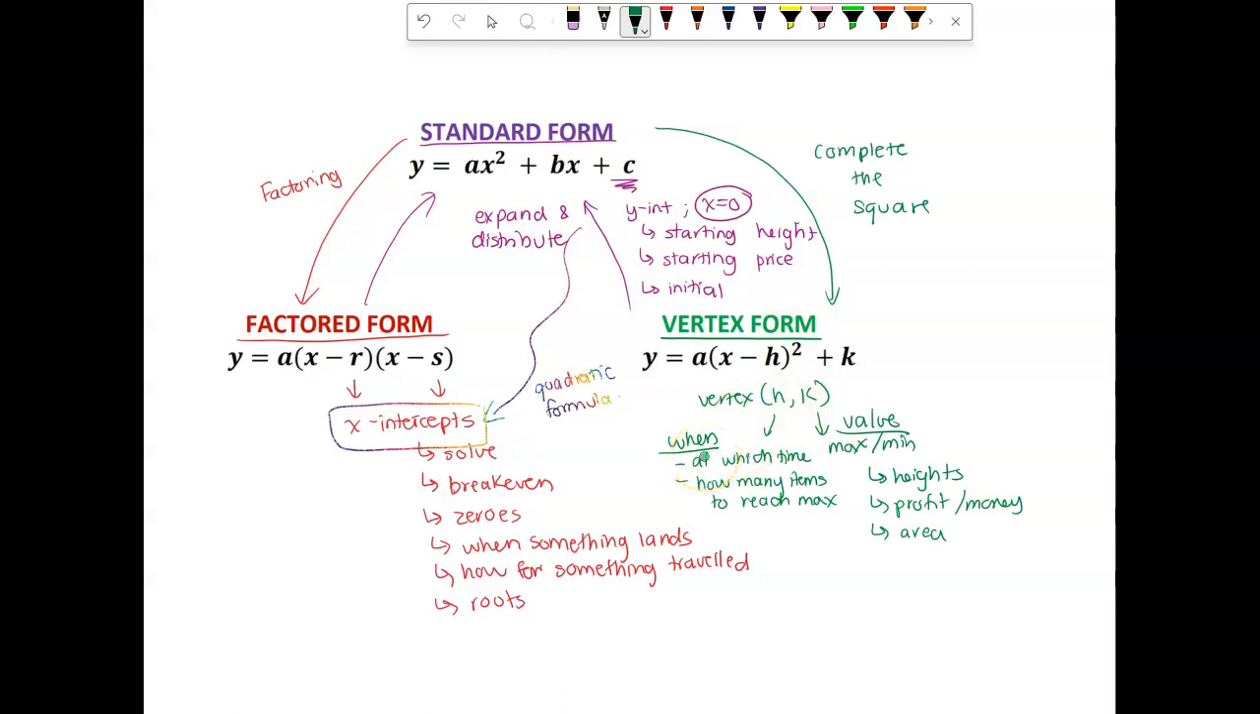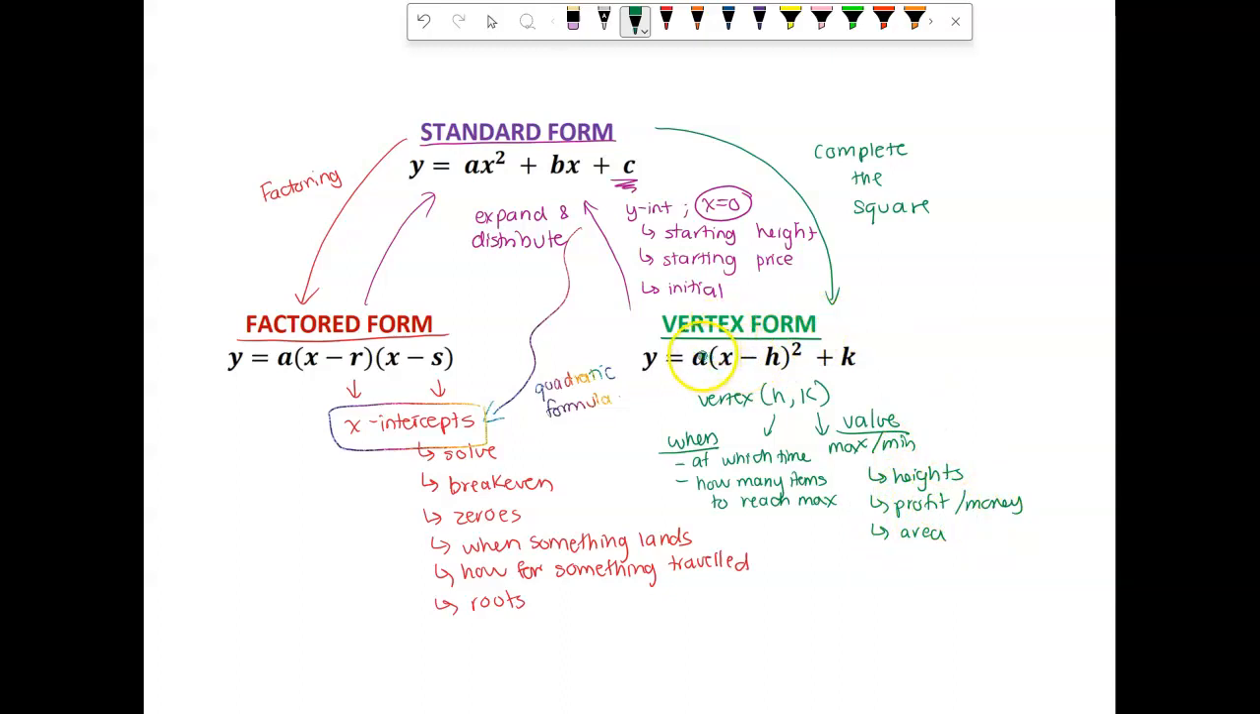When does the maximum, when does the minimum happen? At what time? How many items to reach the max? Those are the keywords you'll be reading. To find the k, which is the y value of the vertex, they're asking you for the optimal amount, the max, the min, talking about the maximum height, the minimum height, the maximum profit, the maximum money, the maximum area. These are commonly what you'll see in these word problems.